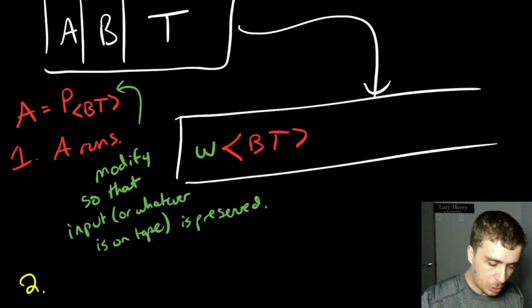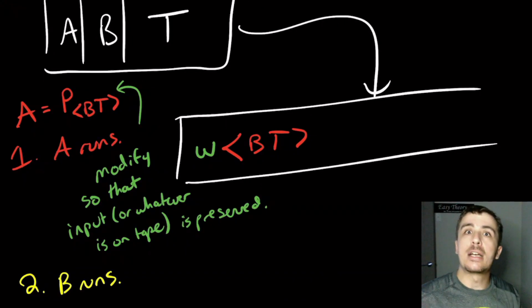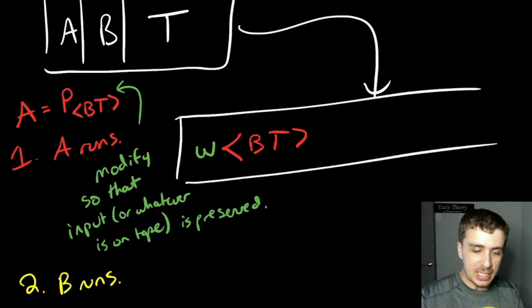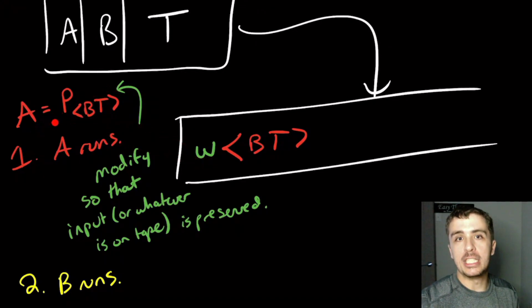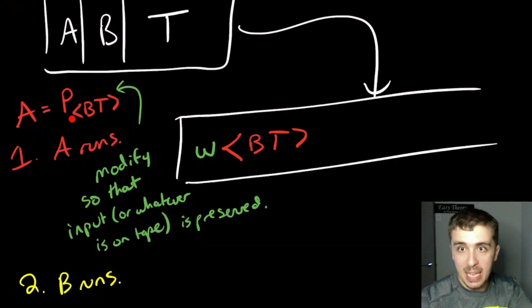So step 2, B runs and applies that convert to Turing machine function on the contents of the tape. What is the result of that? That is literally what A is. So this is essentially the description of A, remember? Because we have the BT, that's what's being printed right here, but the W is a part of A because that's the input.